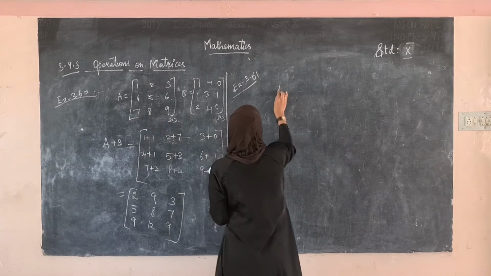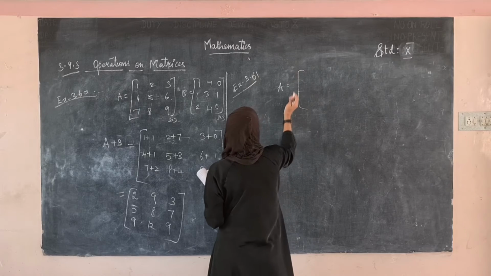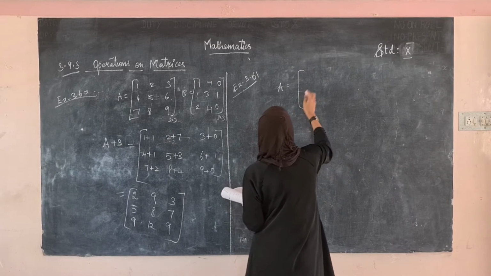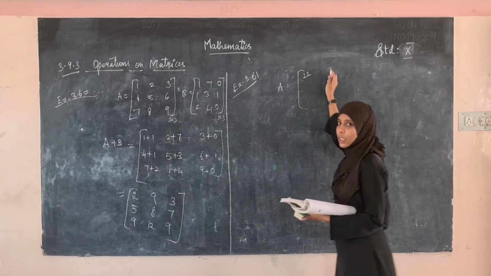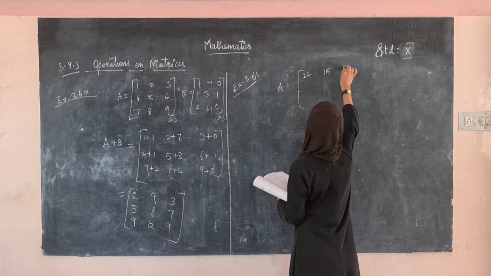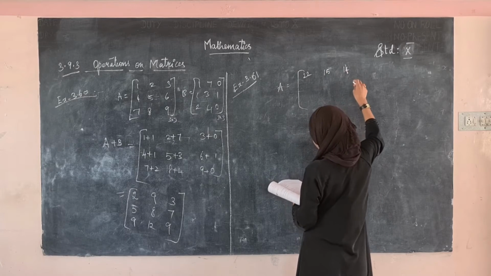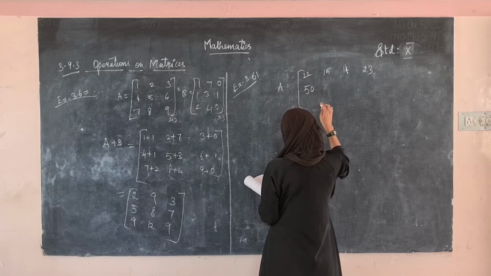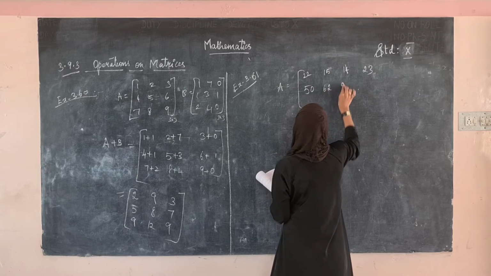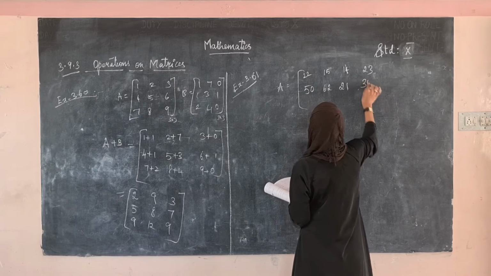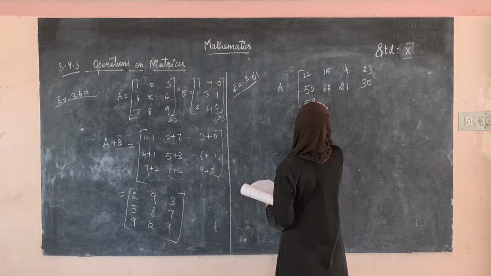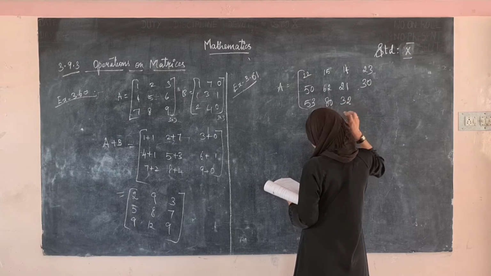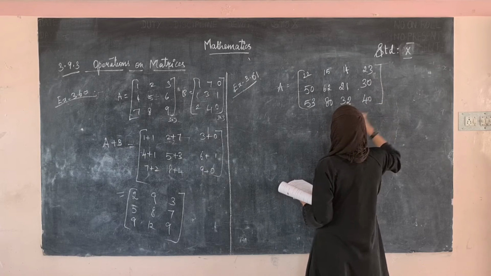They have given the matrix A. So the row indicates the group and the column indicates the subject. Okay, I am writing only the matrix. 22, 15, 14, 23, 50, 62, 21, 30, 53, 80, 32, 40. Okay, this is the matrix A.